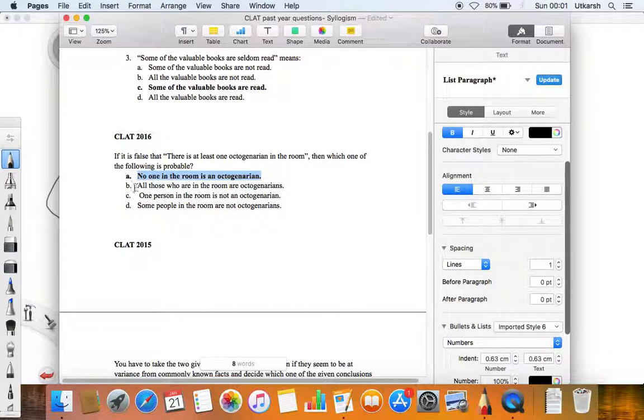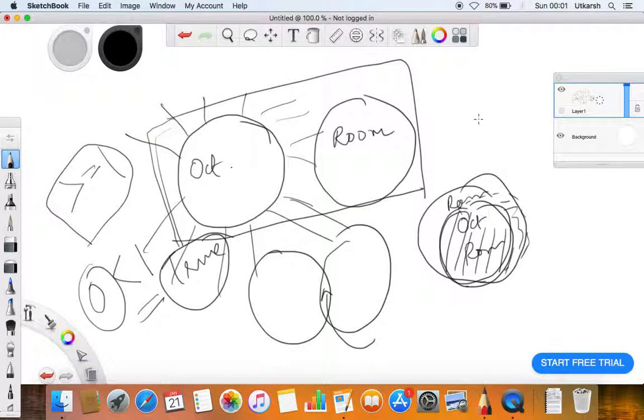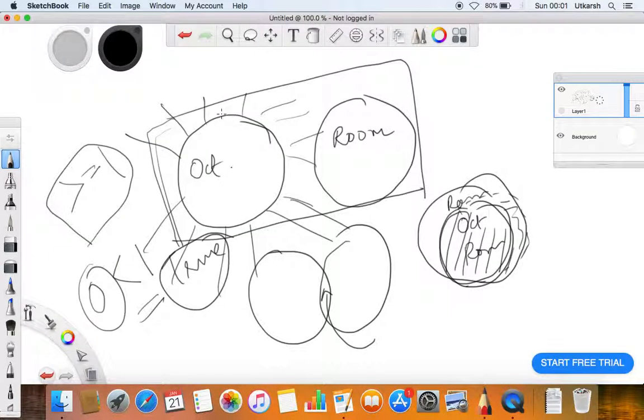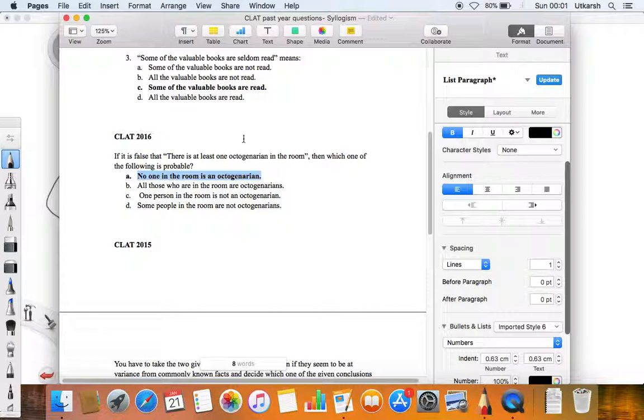All those in the room are octogenarian, definitely false. One person in the room is not octogenarian. Why are these two incorrect? Because we don't know whether there are people in the room, right? We don't know whether there are people who exist who are not octogenarian. So don't try to use real world logic to fill these charts. Just use the logic which is given in the problem. Maybe think of it as a different earth where every human being is an octogenarian. It's possible, right? So you don't use your preconceived ideas to make these Venn diagrams.